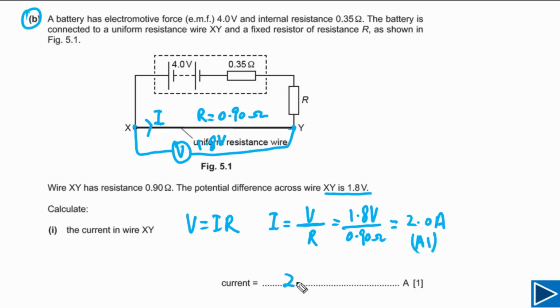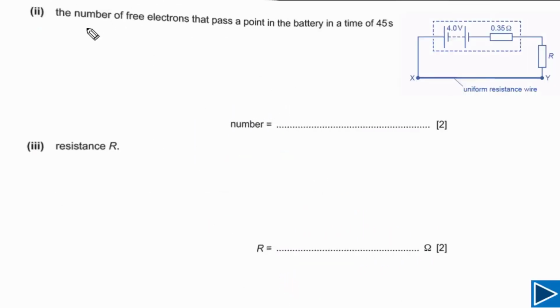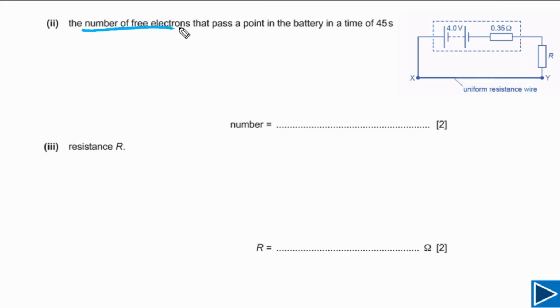So simply we can say up to 2 SF, this is 2.0 amps. For part B, we need to calculate the number of free electrons that pass a point in the battery in a time of 45 seconds.